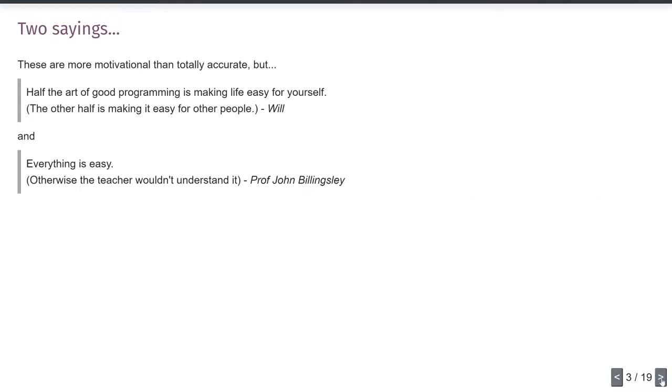A couple of sayings that I use with this. One you've already heard from me: half the art of good programming is making life easy for yourself, the other half is making it easy for other people. My dad's a professor of mechatronics, and he had a line saying, "Everything is easy, otherwise the teacher wouldn't understand it." That's not a pejorative against teachers. He was the professor, he's the teacher.